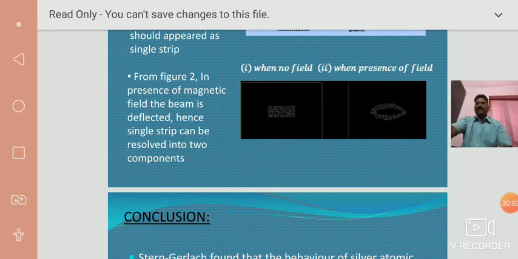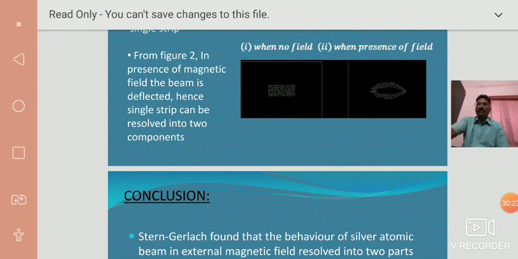Therefore, from these two diagrams, we can understand how space quantization is required to explain the fine structure of the hydrogen spectrum. These are the main drawbacks of the Bohr and Sommerfeld theories.